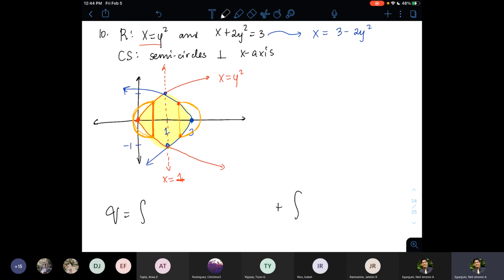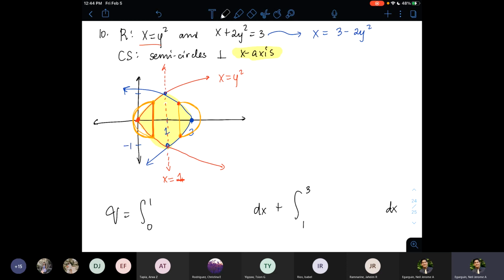And since we are using vertical strips here, because the cross sections are perpendicular to the x-axis, the variable of integration here would be x. And then the first integral will be an integral from 0 to 1, because on the interval 0 to 1, it's red versus red. But on the interval 1 to 3, it's blue versus blue, okay? Now, we are integrating with respect to x.